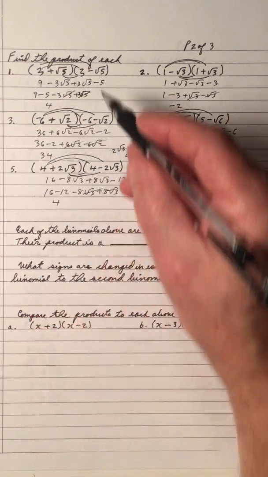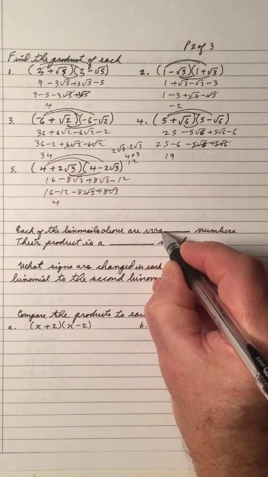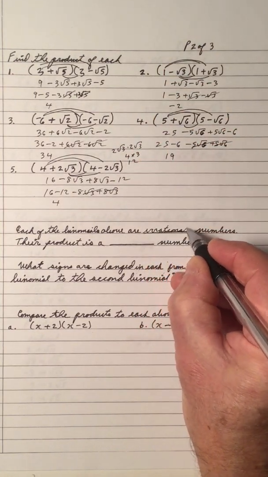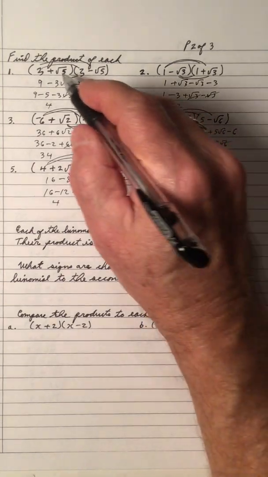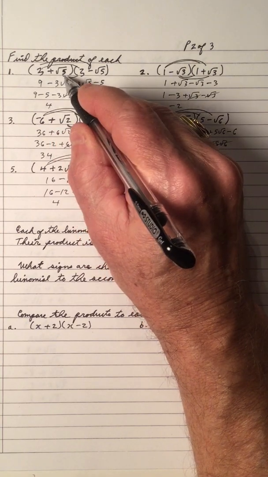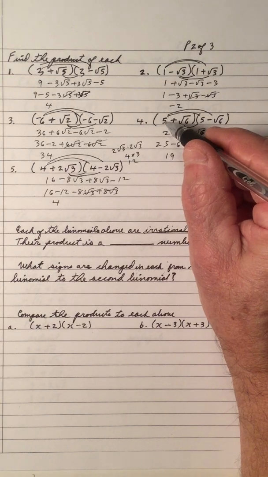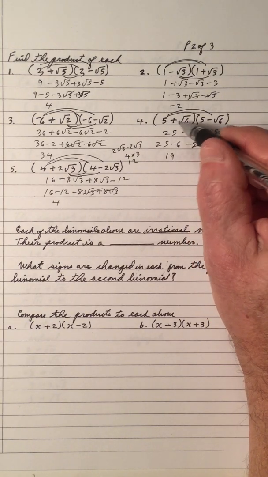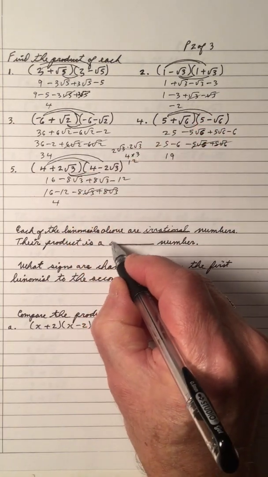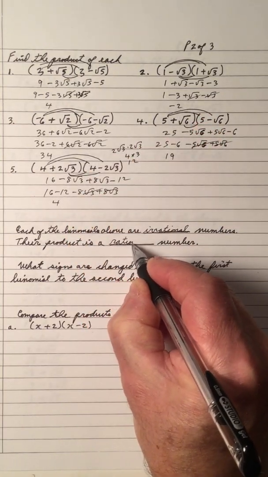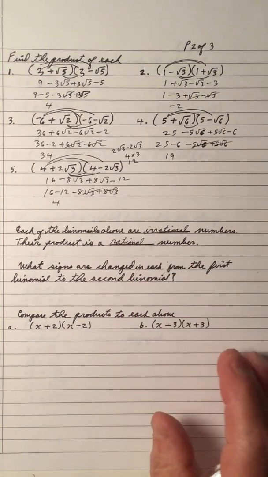Each of the binomials above, each of these binomials are, as we say, irrational numbers. They have roots. They are not terminating, not repeating. If these are irrational numbers, 3 root 5 or 4 plus 2 root 3, they're all irrational numbers. 5 plus 6 root 6, they're irrational. Then notice their product is a rational number. A rational number, or we could say it could be an integer, it could be a fraction, but a rational number.